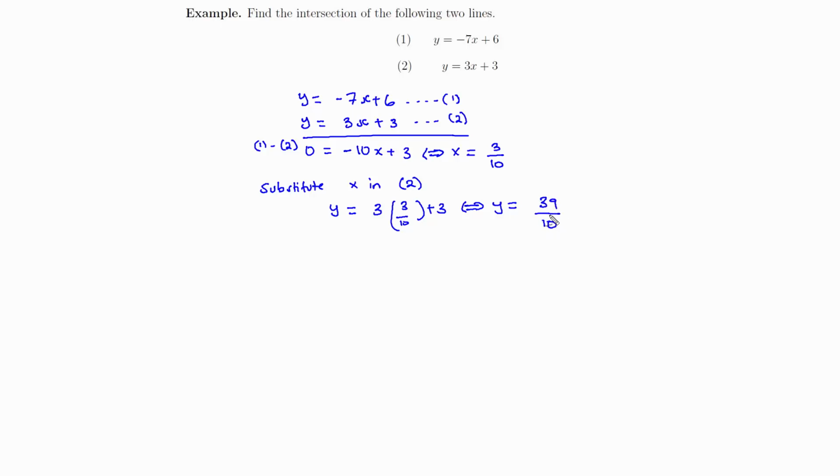39/10. So the point of intersection of these two lines is the point (3/10, 39/10).